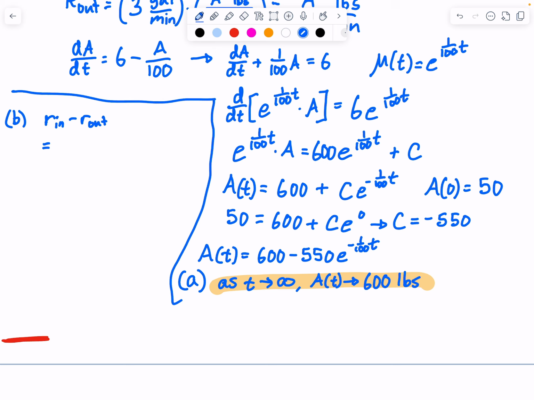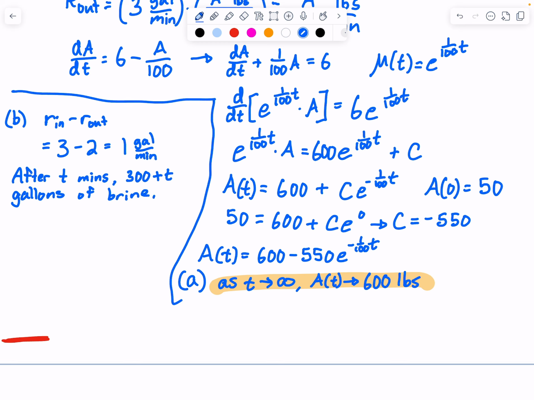Now we're going to have 3 going in, but 2 gallons going out. So we're going to have 1 gallon per minute added to our tank, right? Because if I'm putting in 3 and only 2's coming out, I'm actually adding a gallon every minute. So after t minutes, there will be 300 plus t gallons of brine, right? Because we're adding 1 every minute because only 2 gallons are going out.